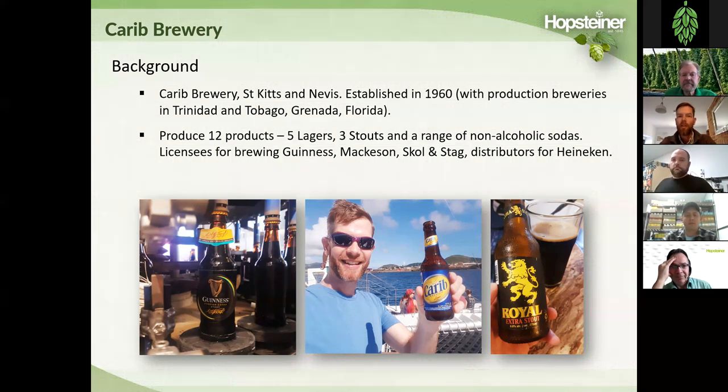So Carib Brewery is an old brewery, established in 1960. It's a production brewery for the region. There are also plants in Trinidad, Tobago, Grenada, and Florida. They produce 12 different products there. We've got five lagers and three stouts. They're the licensees for Guinness, Mackeson, Skull, and Stag.